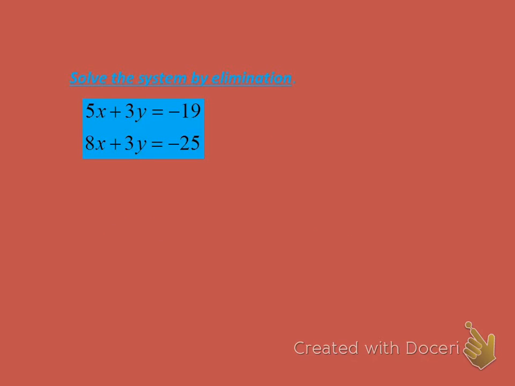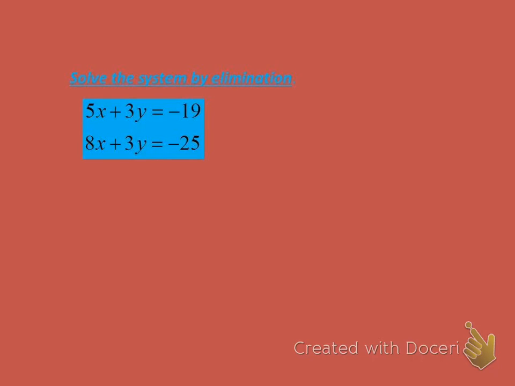All right, so number 1 with this elimination. We got 5x plus 3y equals negative 19, and we got 8x plus 3y equals negative 25. Very few of you had me for Algebra 1, so I don't know how you were taught to do this, so I'm going to teach you the way I recommend. If you like it, cool. If you don't, that's cool too. This one is technically set up ready for you to go, but I don't like it.